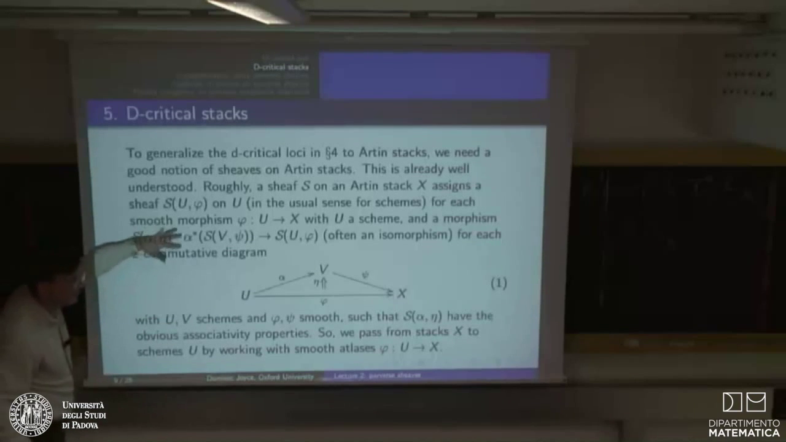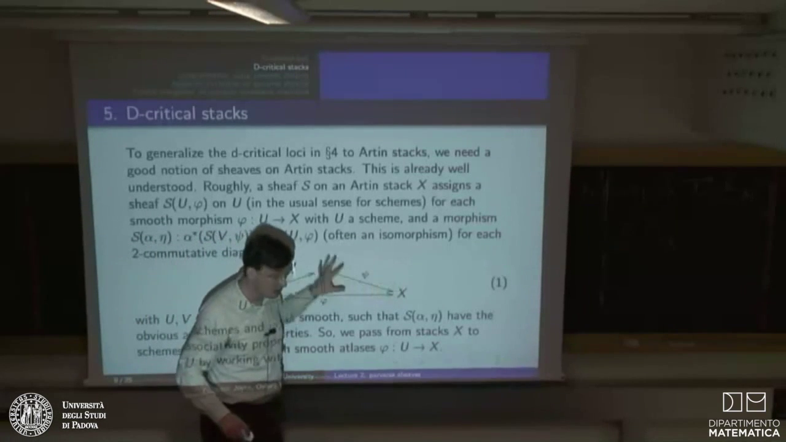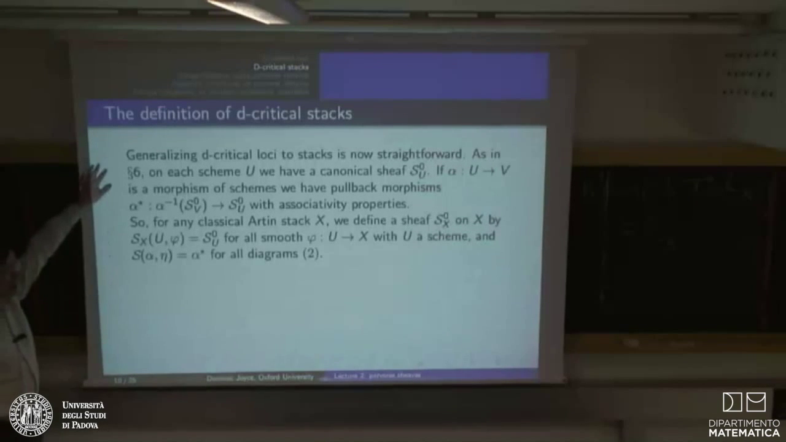This will be an isomorphism if the sheaf is Cartesian or something like that. And you require these transfer maps, S alpha U, to have the obvious associativity properties. If you had two triangles, you can compose to get a third triangle, the obvious things happen. So you can pass from stacks to schemes by working with smooth atlases. So there's now an obvious generalization of d-critical loci to stacks.